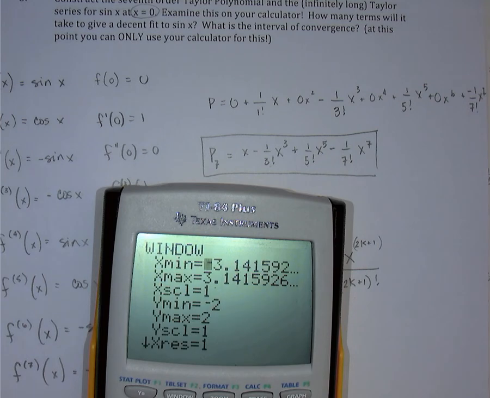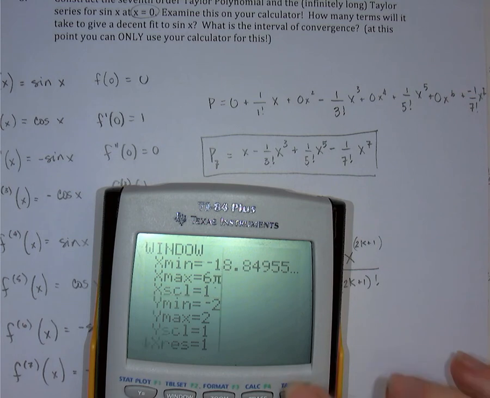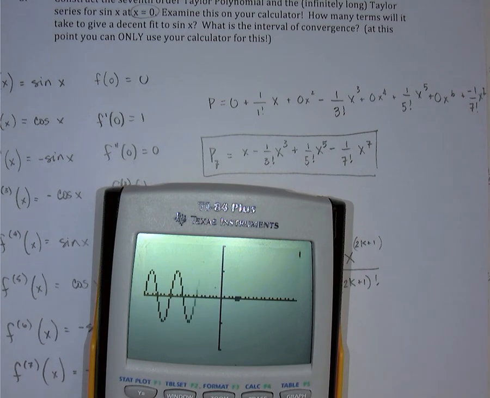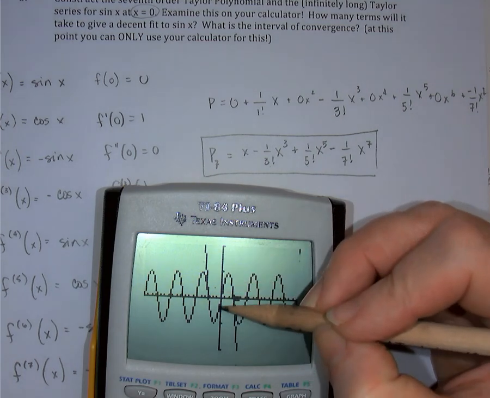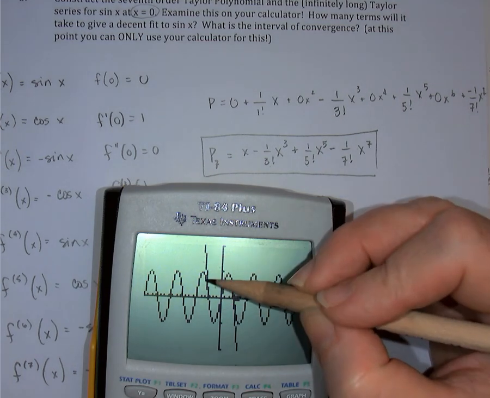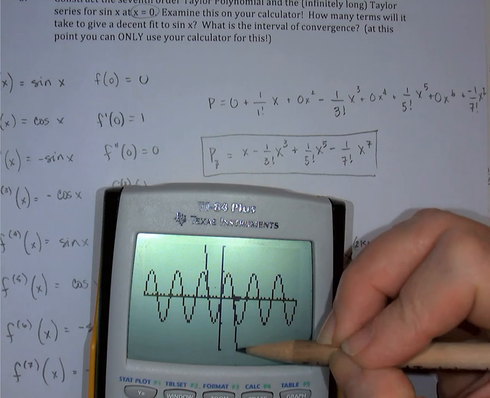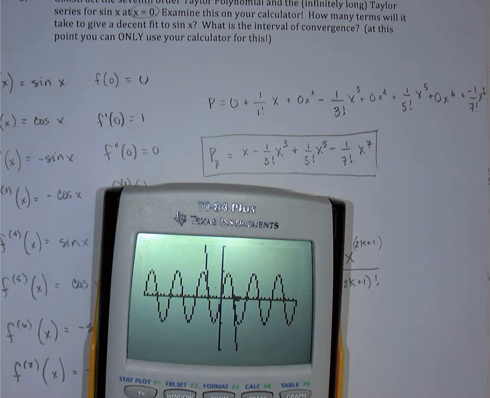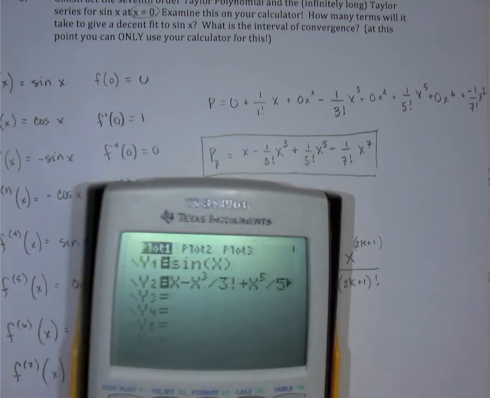Let's make this a little bit bigger. Negative 6 pi to 6 pi. Can't possibly be that good a fit. There's my sine. And there's my polynomial. Goodness gracious, so it comes in. So it looks like it cozies up to it for a little bit, but then goes off in its own direction. So I'm going to add a few more terms and see what happens.